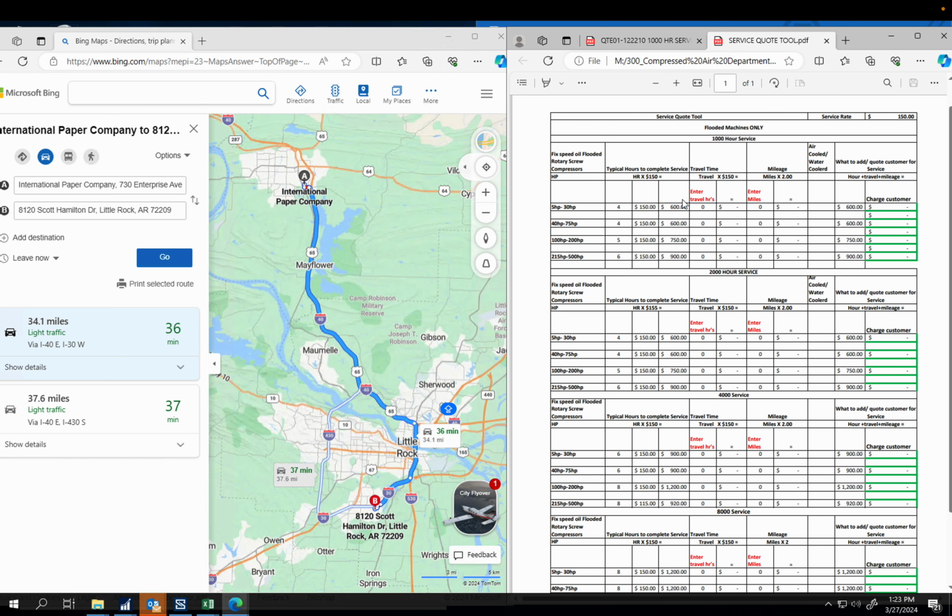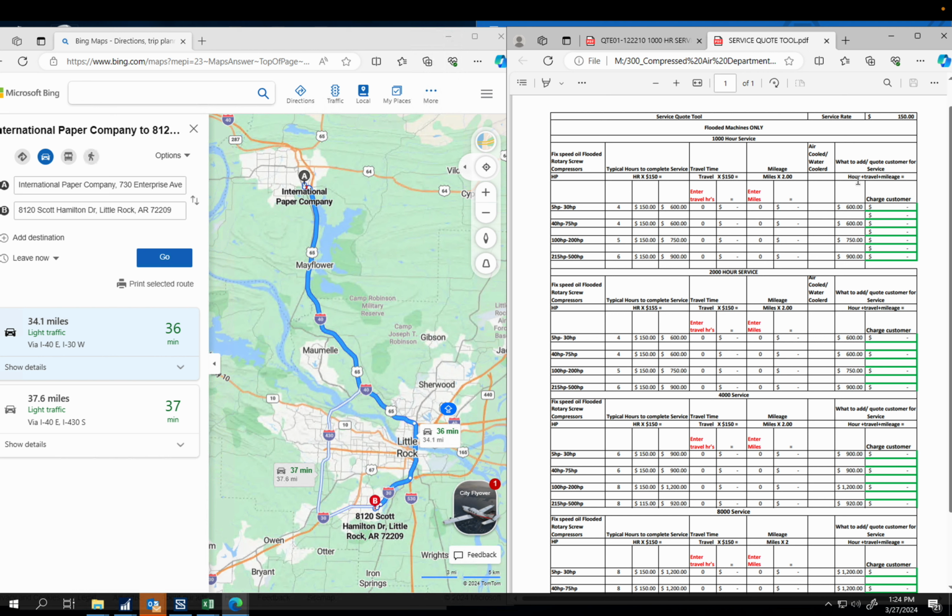Good afternoon. Today we're going to be looking at how to use our service quote tool to determine how much we should charge a customer on a quote for a couple of different things: service time, travel time, and mileage time. And sometimes those need to be broken out individually for the three different types of labor charges, and some of them need to be wrapped up together.